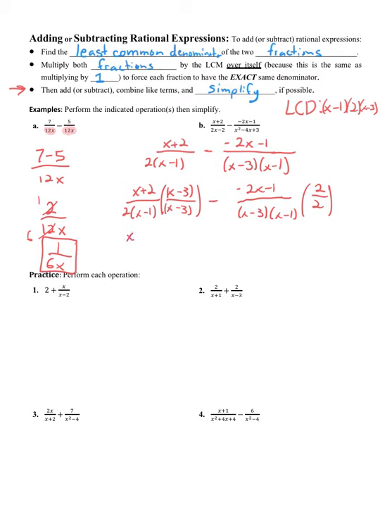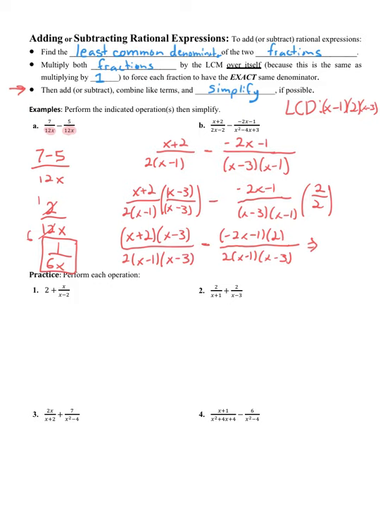Okay. So now this left side is x plus 2 times x minus 3. Denominator, x minus 1 times x minus 3. And now on this side, I've got negative 2x minus 1 times 2 over 2 times x minus 1 times x minus 3. All right. Now this is where they get a little bit tricky, because I have to put the numerators into standard form in order to combine like terms. So the x plus 2 and the x minus 3, I have to combine that.